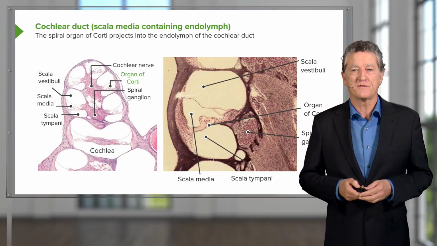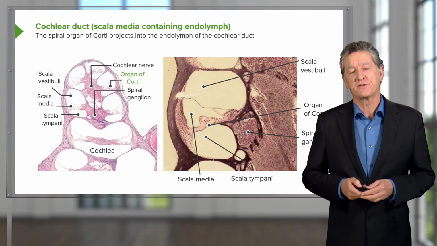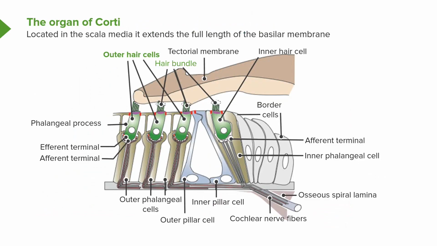So again, the organ of Corti is embedded in endolymph. Above it, you can see a very small membrane. That's the vestibular membrane. And the organ of Corti actually sits on a basilar membrane, separating the endolymph from the perilymph of the scala tympani. Again, let's go to a diagram for an explanation of how this organ of Corti works.